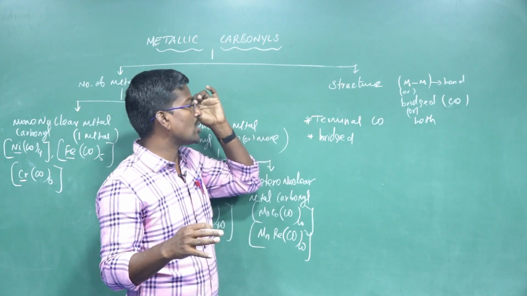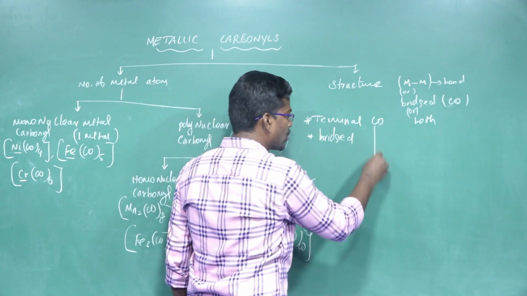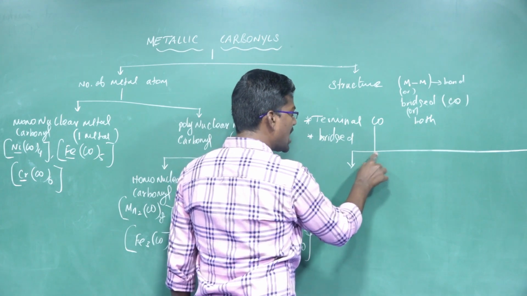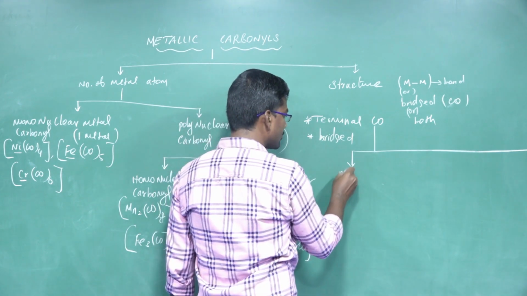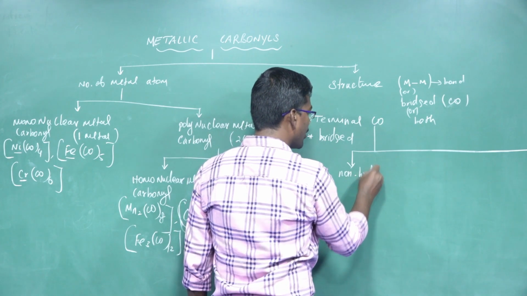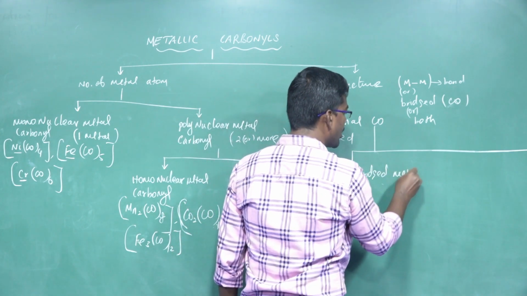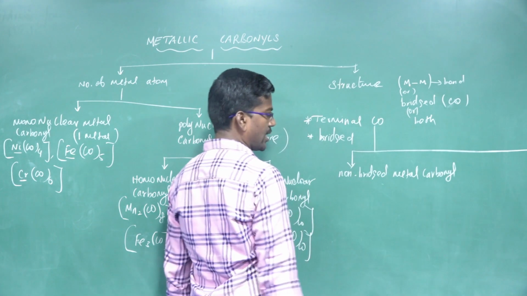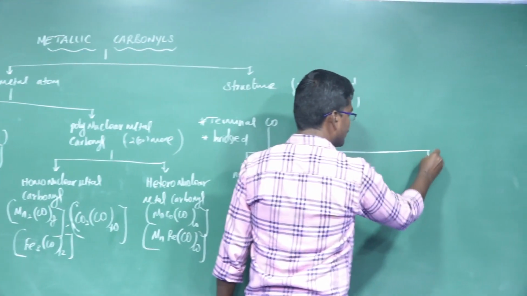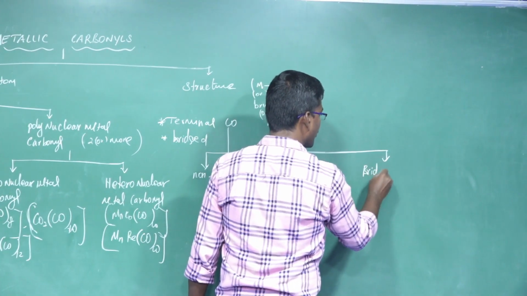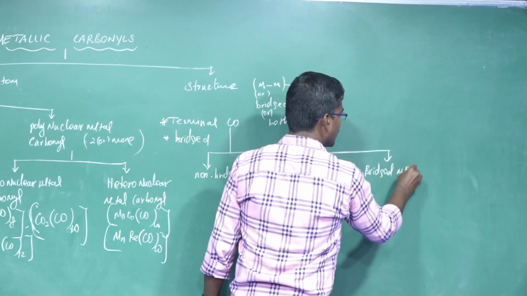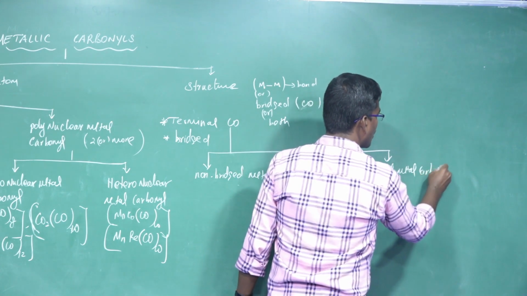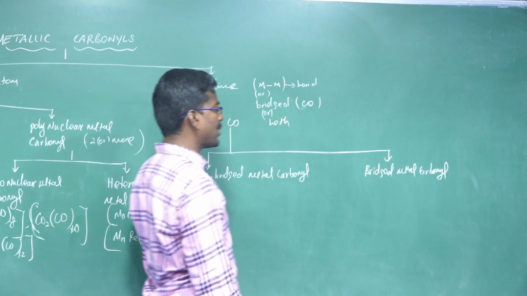Depending upon the structure, carbonyl compounds can be mainly classified into two types. One is non-bridged metal carbonyl. Another one is bridged metal carbonyl. Non-bridged metal carbonyl, bridged metal carbonyls.